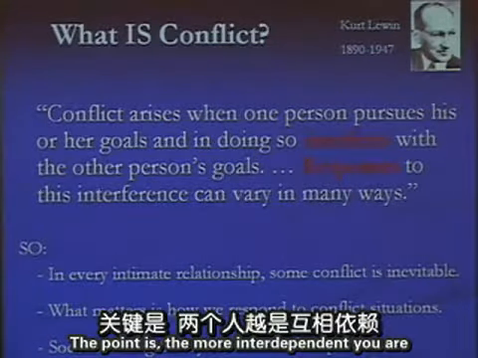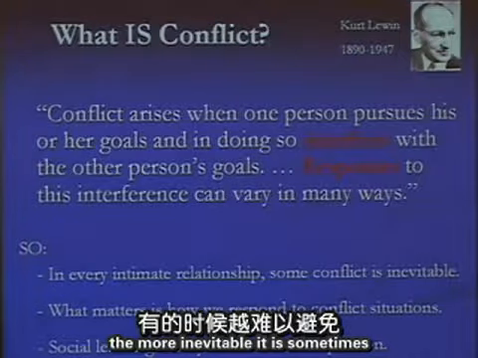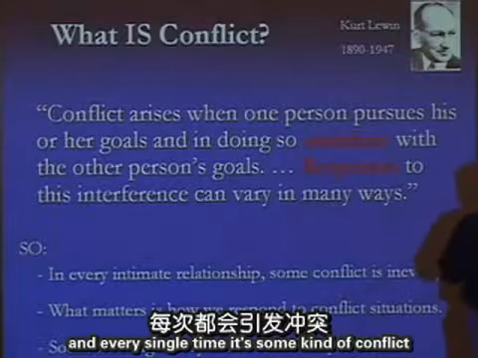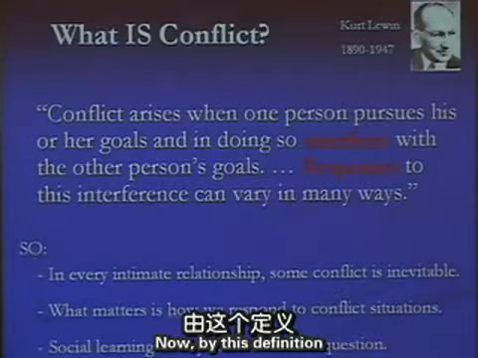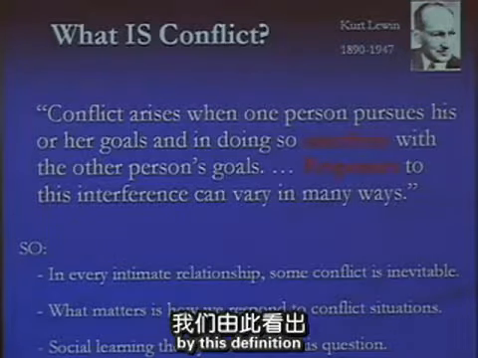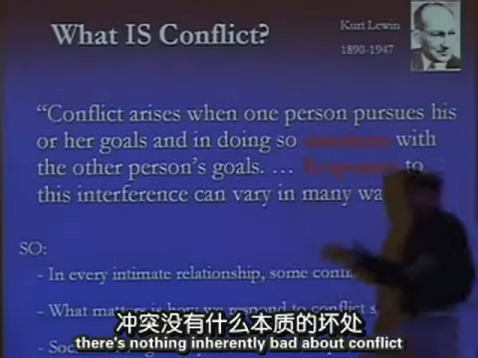Couldn't happen if she reached her goal at the same time. The point is that the more interdependent you are, the more inevitable it is that sometimes my goals and your goals will not overlap. And every single time, it's some kind of conflict. Now, by this definition, conflict isn't a bad thing. By this definition, there's nothing inherently bad about conflict.